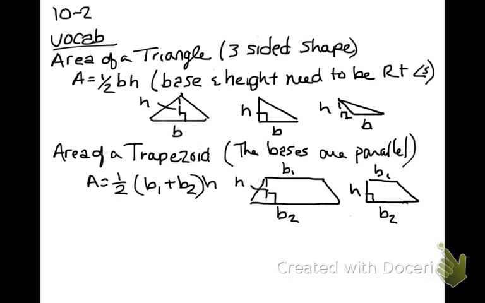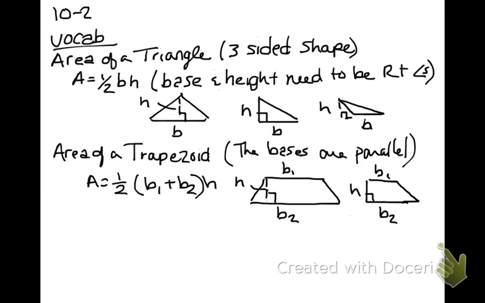You have what's called an area of a trapezoid, and the bases are parallel. That just means 2 lines of your quadrilateral have to be parallel to each other. And I have area equals 1/2 B1 plus B2. B1 and B2 are your bases, times your height.